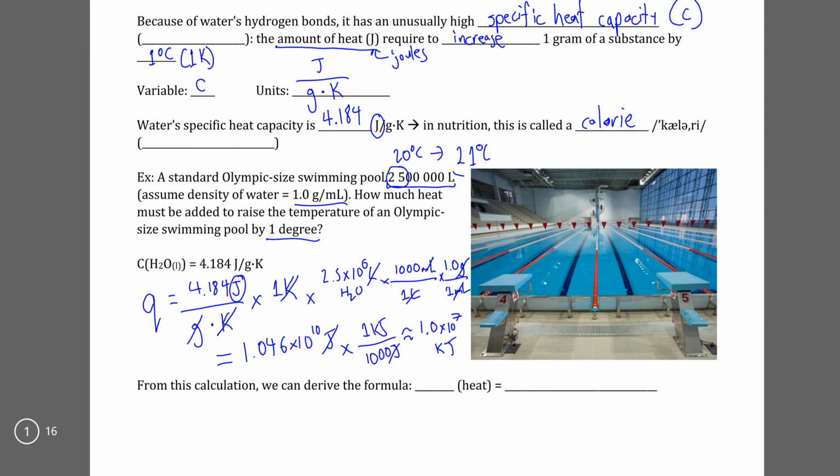Now, if we look at basically what we've done in this calculation here, it looks more complicated than it is, but all that we're doing is trying to find the mass of water here, and this temperature here is the amount that our temperature changes. So from this calculation here, we can actually derive the formula Q, the amount of heat, is equal to the mass of the substance we're adding to times the specific heat capacity in joules per gram per degrees Celsius or Kelvin times the change in the temperature that we want.